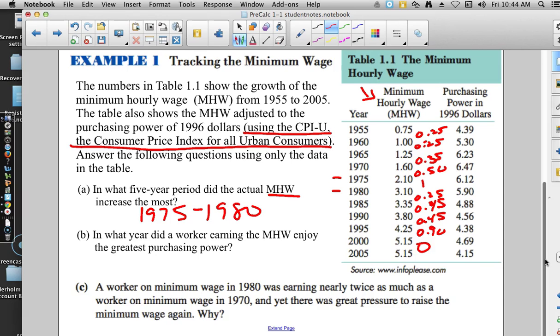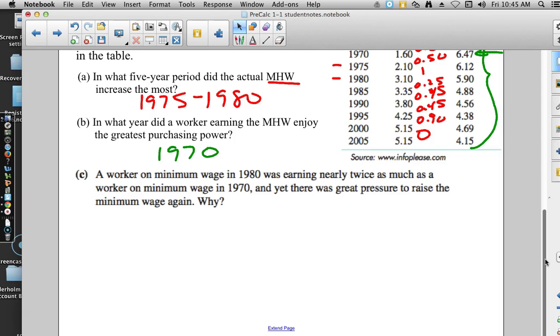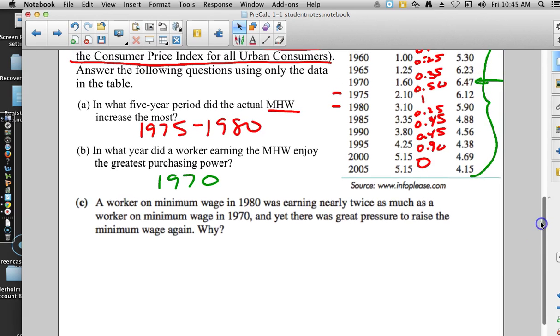So really, like I said, just reading the graph is what we're doing. And then B says, in what year did a worker earning the minimum hourly wage enjoy the greatest purchasing power? Well, that's these numbers over here. And so we take a look and we see $6.47 in 1970. That was when they had the greatest purchasing power. Kind of strange to think when you look at that and see that the minimum hourly wage was $1.60. So a worker on minimum wage in 1980 was earning nearly twice as much as somebody in 1970.